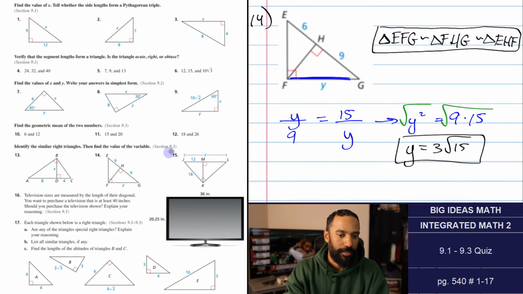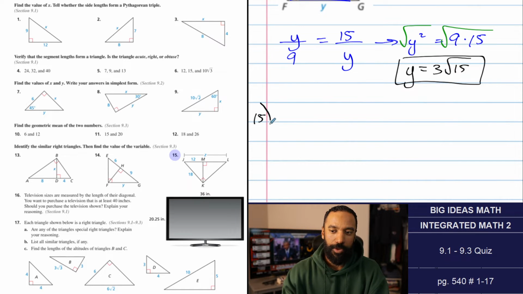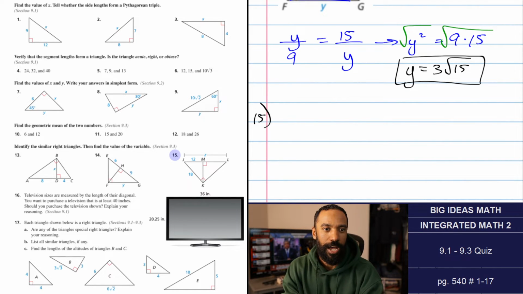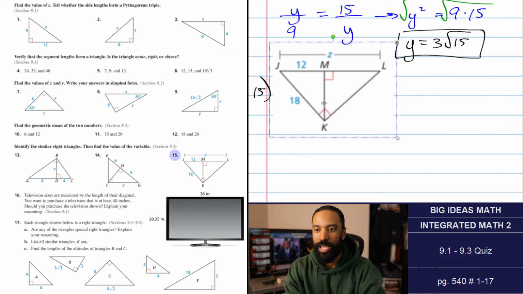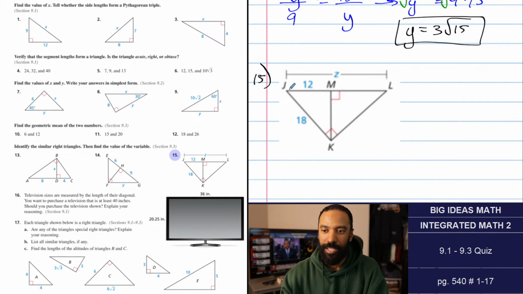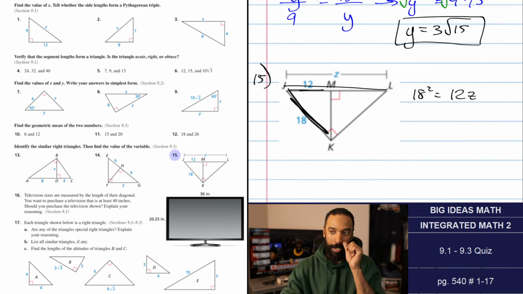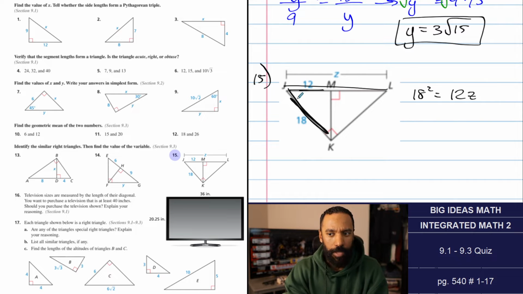Number 15. If we did do the geometric mean thing that you just saw in the previous problem, this one applies in a similar fashion. If I were to do a very fast setup, it's not about Z, it's about 18. This guy, 18 squared equals this guy times this guy, 12 times Z. That would be my setup, and I'm all good. I think I've seen this problem before. I think we did this one. It wasn't probably the same problem, but I think I've seen this multiplication.